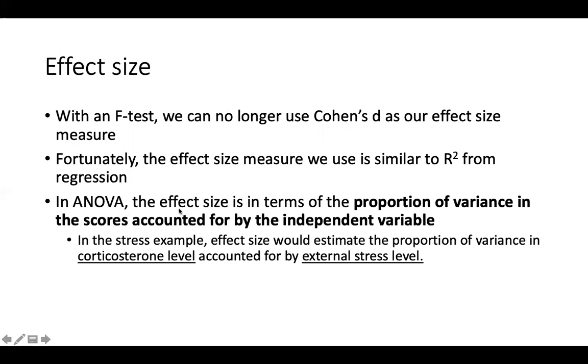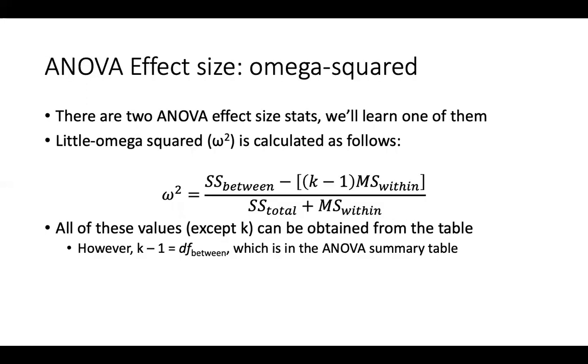So effect size in ANOVA is going to be interpreted as we did in chapters 6 and 7 as the proportion of variance in the dependent variable scores accounted for by the independent variable. So in our example, effect size would be the estimate of the proportion of variance in corticosteroid level, or dependent variable, accounted for by external stress level or time in the semester, which we expected to go with external stress. So there's a couple of different variants on effect size for F-tests. We're going to learn one called omega squared, or little omega squared.